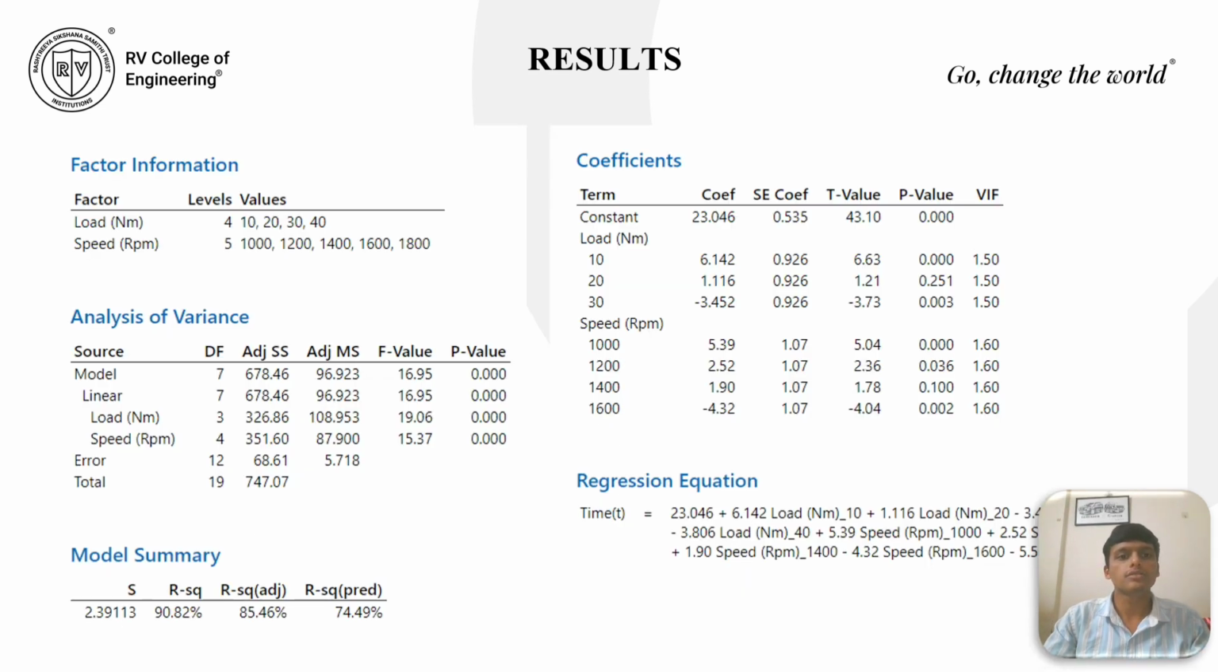And these are the results related to analysis and regression models. In Minitab, I used full factorial analysis to obtain the regression model. Here you can see the regression model for time t, and also R square is 90.82 percent, indicating a strong model fit, and also the p-value is less than 0.05, confirming that load and speed significantly affect fuel consumption time.